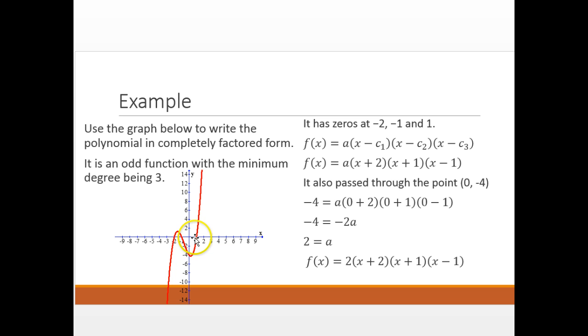We need to find a point other than the zeros to plug in. So we're going to plug in 0 for x and -4 for f of x. We get -4 equals a times 0 plus 2 times 0 plus 1 times 0 minus 1. This becomes a times 2 times 1 times -1, which is -2a, equals -4, so a is 2. So my completely factored form is f of x equals 2 times x plus 2 times x plus 1 times x minus 1.